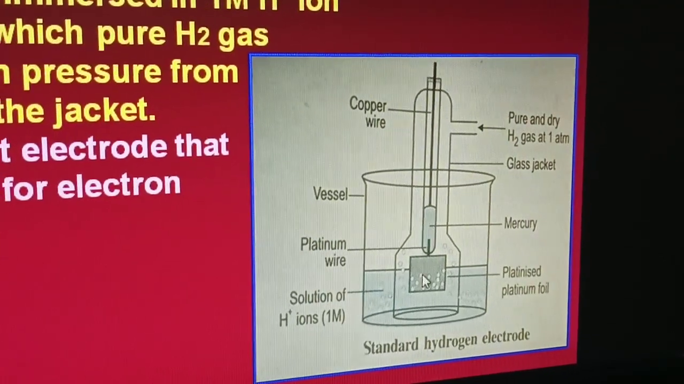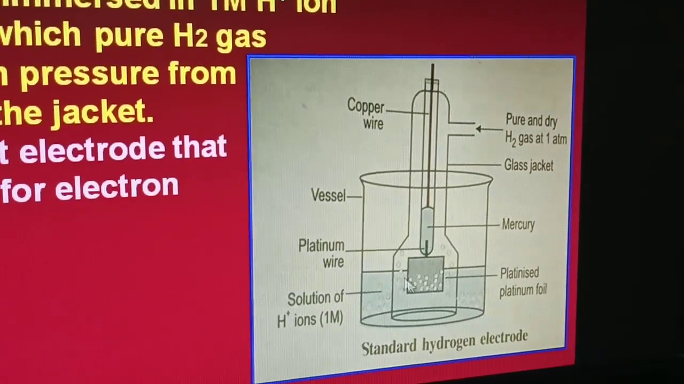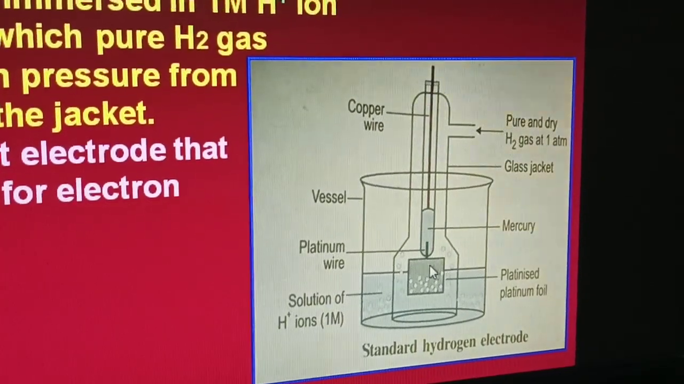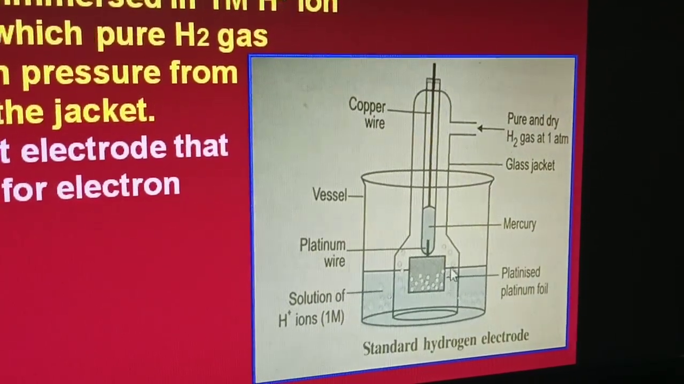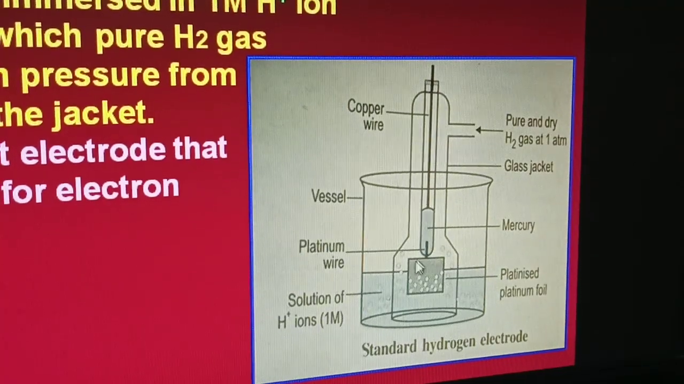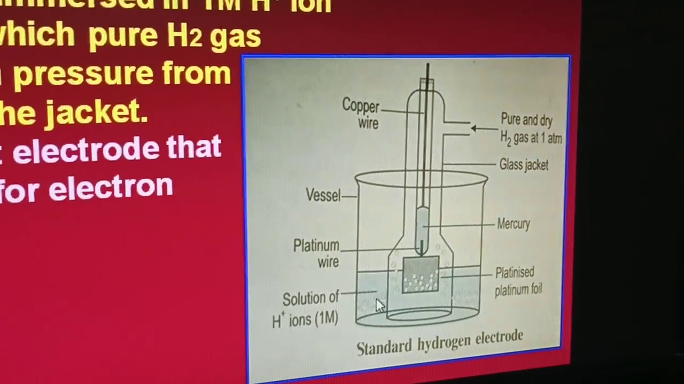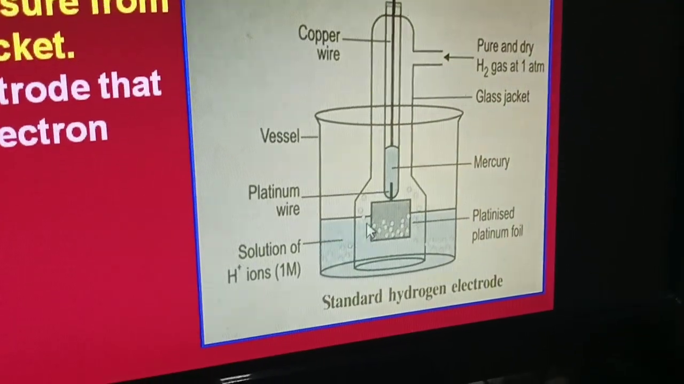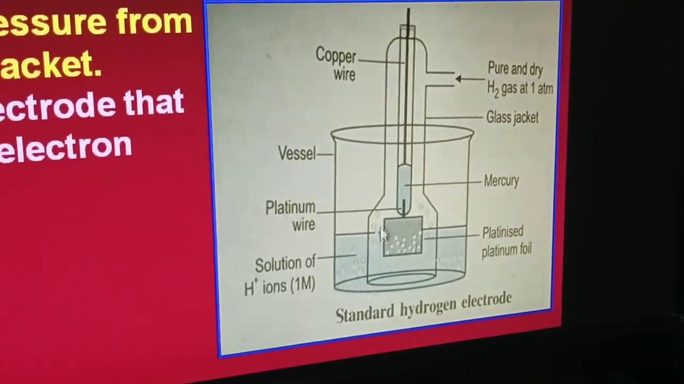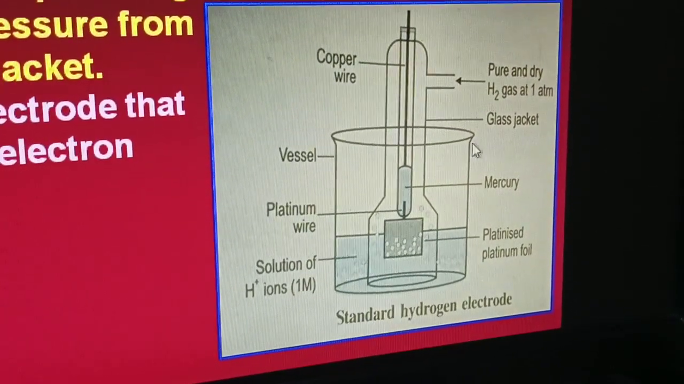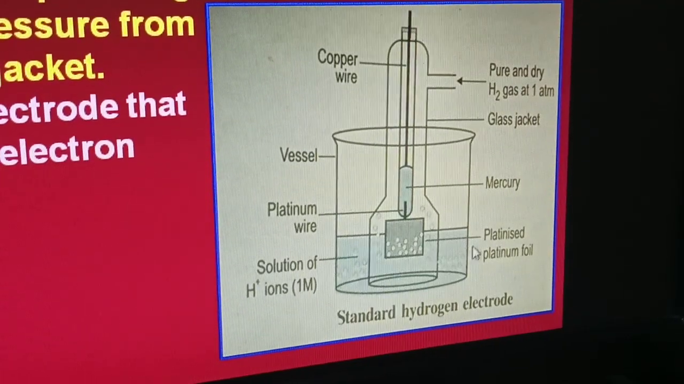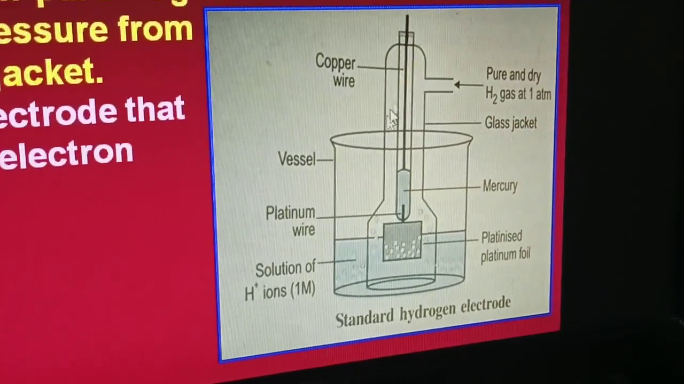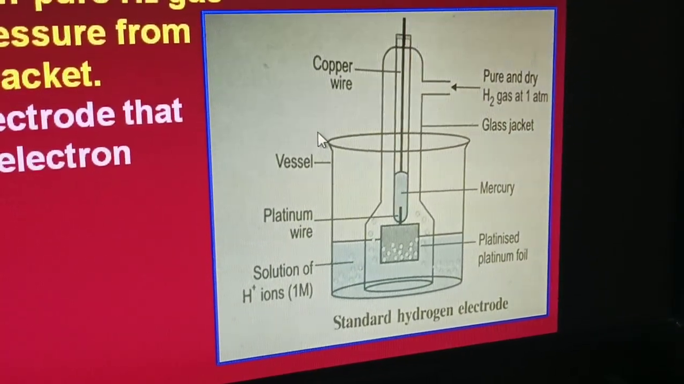Hydrogen gas, when passed over the platinum plate, first gets adsorbed on this platinum plate, and only the adsorbed gas gets ionized into the HCl solution. The remaining amount of hydrogen gas that is not adsorbed escapes into the atmosphere, as the glass vessel in which this hydrogen gas electrode is placed is completely open.